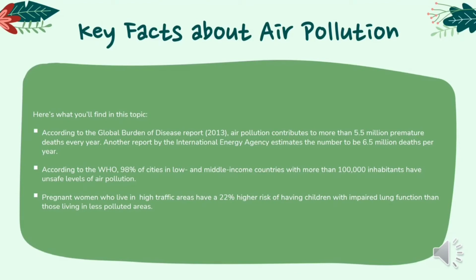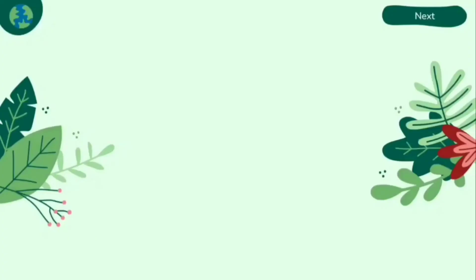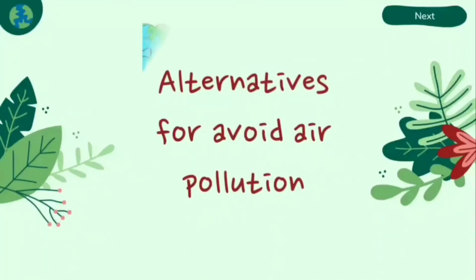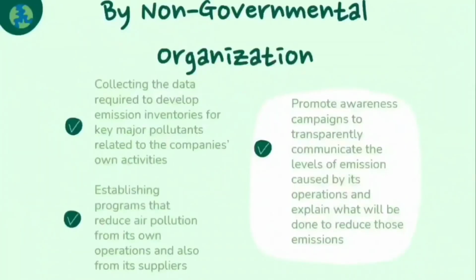According to the WHO, 98% of cities in low and middle income countries with more than 100,000 inhabitants have unsafe levels of air pollution. Pregnant women who live in high traffic areas have a 22% higher risk of having children with impaired lung function. There are a few alternatives for avoiding air pollution.